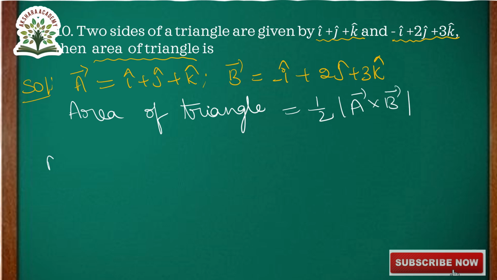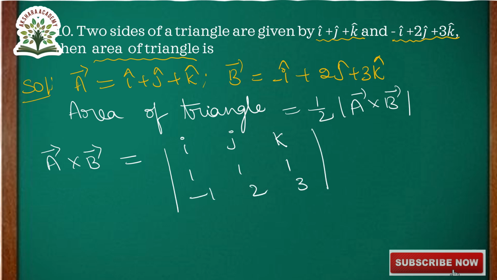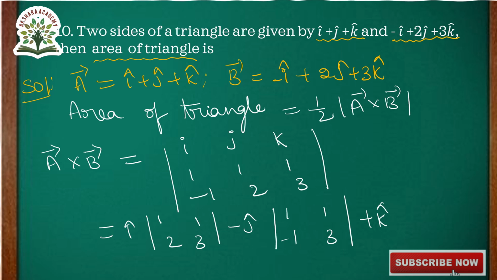So first we are calculating A bar cross B bar, that is equal to i, j, k, the components of A are 1, 1, 1 and the components of B are minus 1, 2, 3. So that is equal to i cap of determinant of 1, 1, 2, 3 minus j cap of determinant of 1, 1, minus 1, 3 plus k cap of determinant of 1, 1, minus 1, 2.